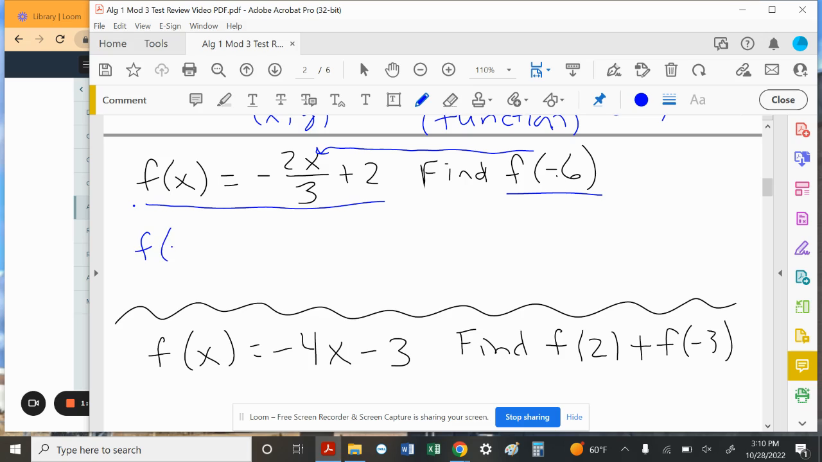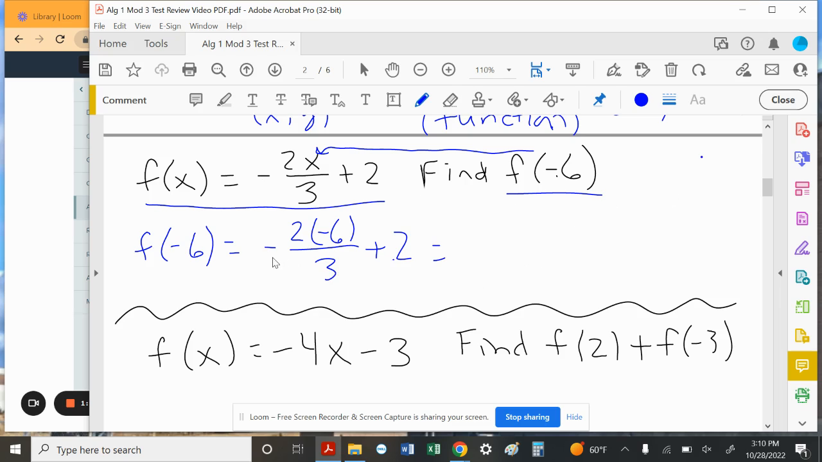So when I'm trying to look for f of negative 6, I'm going to have negative 2 times negative 6 over 3 plus 2. I hate it when I do that. I hate it when I say something and I don't know why I write the wrong number down. So 2 times negative 6, 3, here's the negative from there, and then plus 2, which is that part right over there. So now we're going to go ahead and do some simplification.